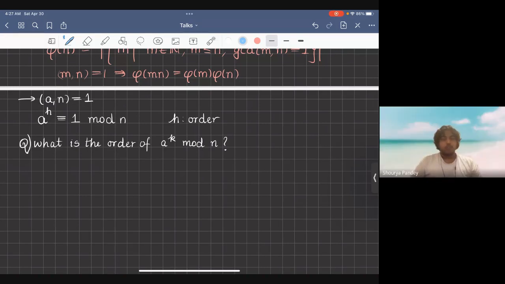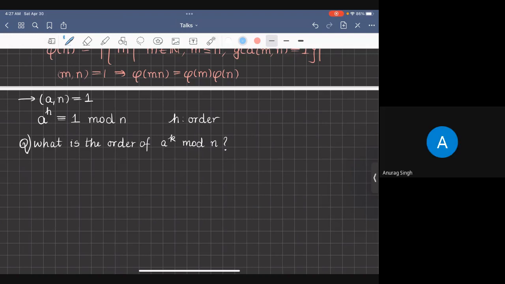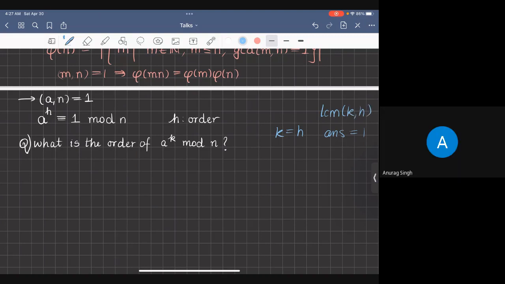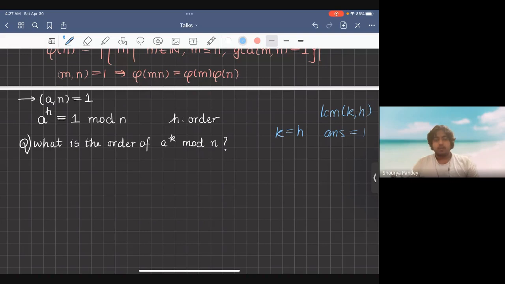That's not true because if k equal to h, the answer should be 1. I'm saying LCM. Yeah, but LCM of h and h is not 1. For k equal to h, the answer should be 1, right? But you're saying that the answer is LCM of k comma h. I'm assuming that k is greater than h. Doesn't matter. Take k equal to 2h. Even then, the answer should be 1.